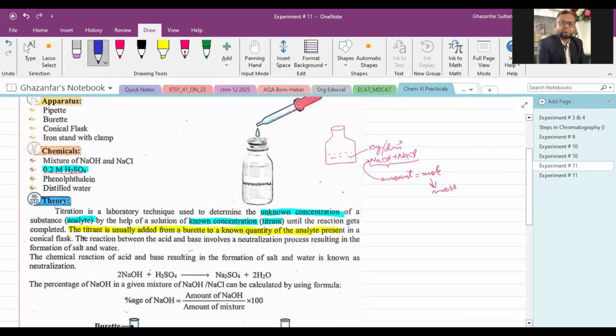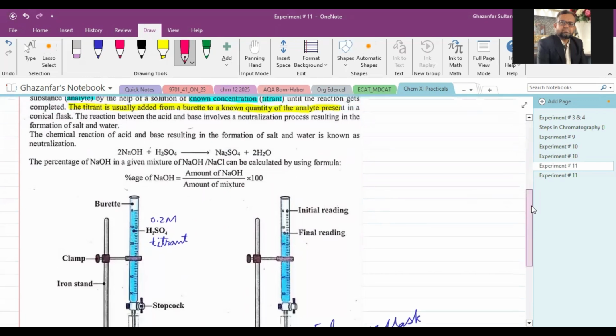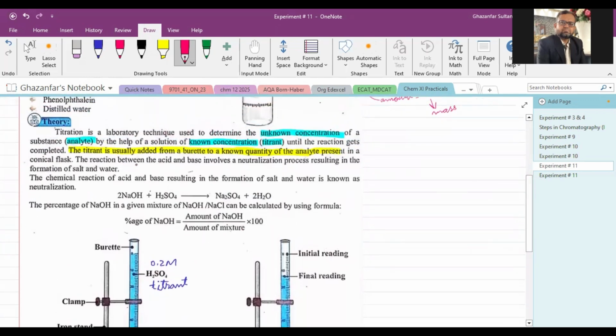We are observing the theory, and you should remember these things. So titrant is something whose concentration is known and that is added from the burette. The reaction between the acid and base involves a neutralization process resulting in the formation of salt and water. So here definitely NaCl will not react, only the sodium hydroxide will react. The chemical reaction of acid and base resulting in the formation of salt and water is known as a neutralization reaction.